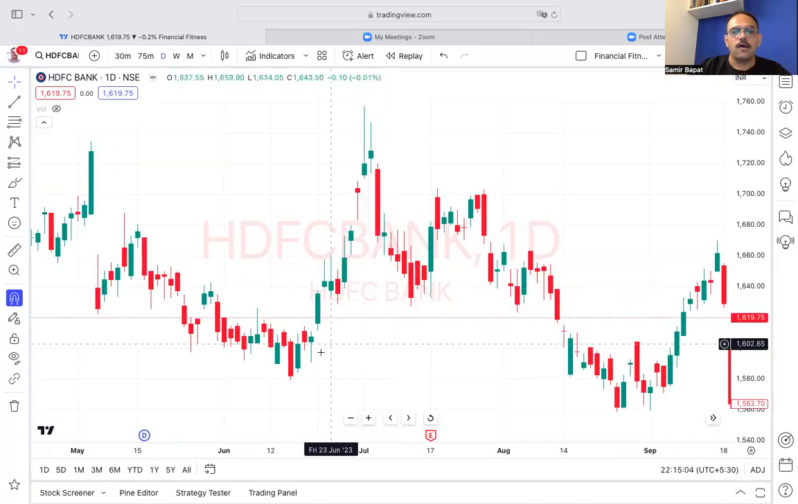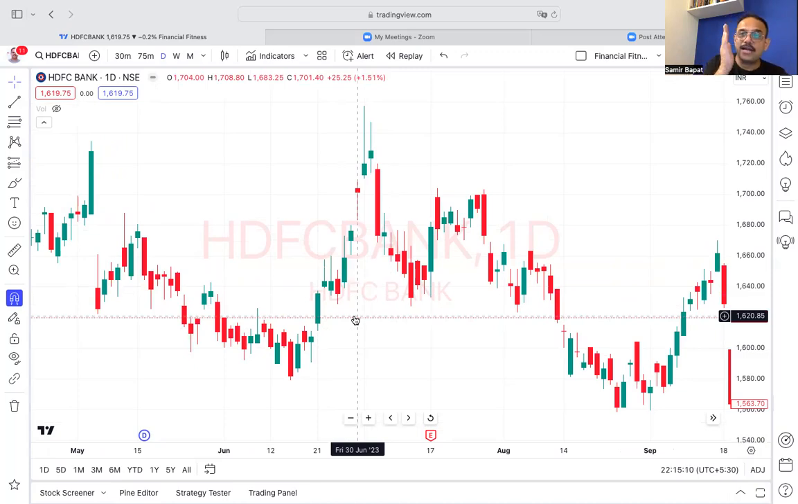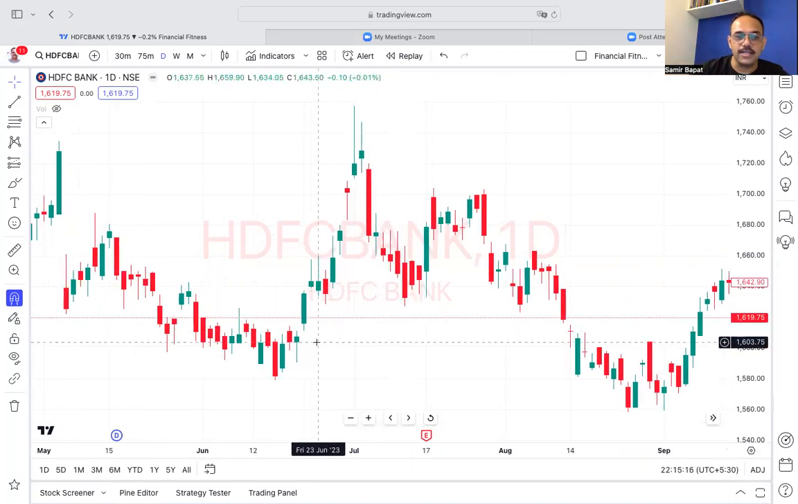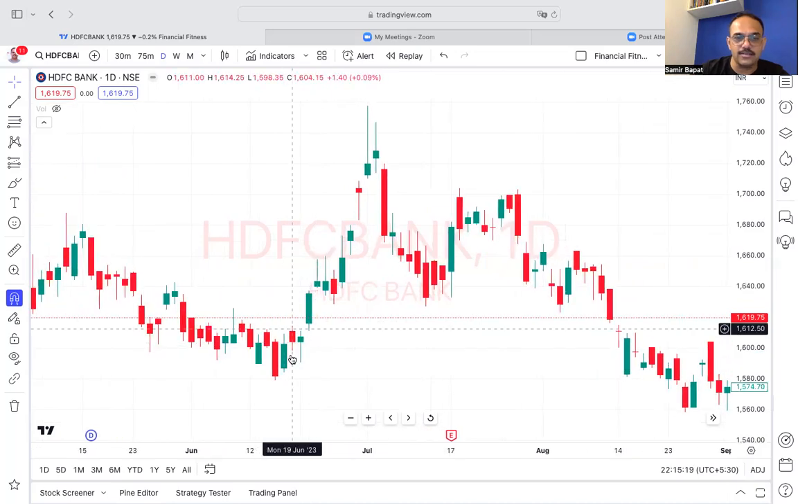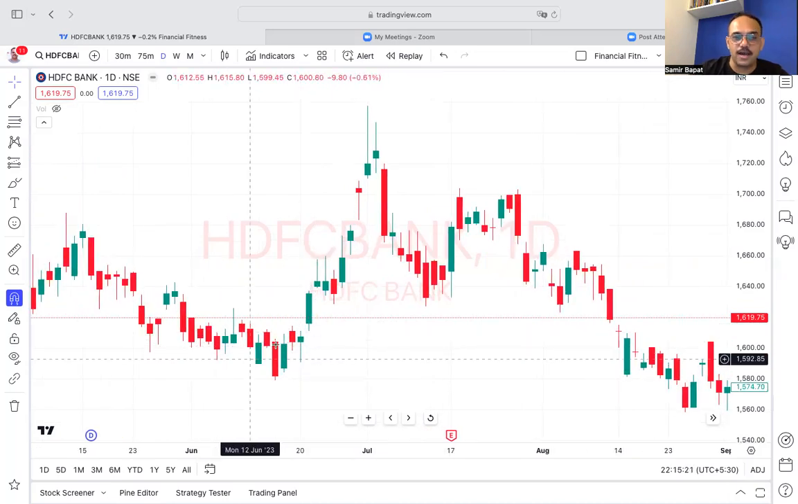Now, the second thing you have to see here is how to identify that the upward trend is slowing down. What you will see is, see here, this is the bottom from where the upward trend is starting.